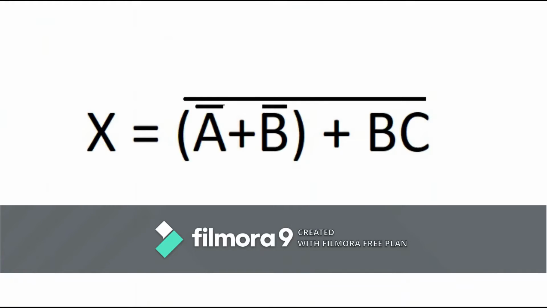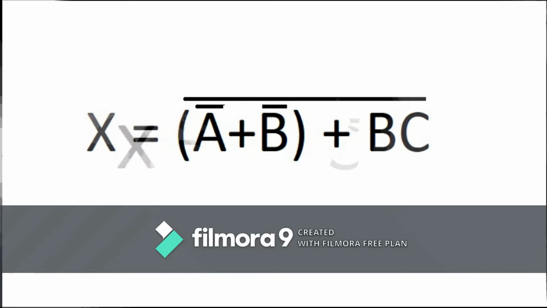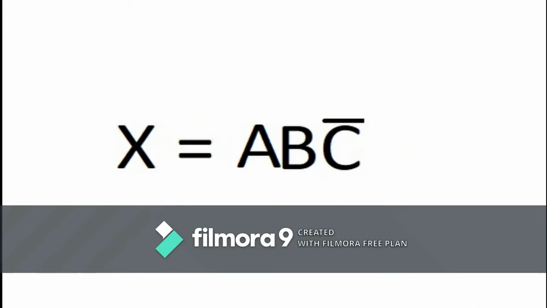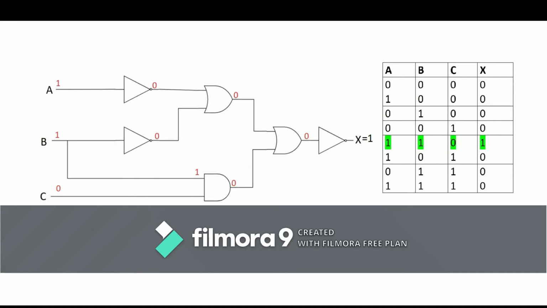Now I'll be explaining how the logic circuit diagram works. As you can see, the Boolean algebra equation for the logic diagram is (A bar plus B bar) plus B C bar, which can be further simplified to X equals A B C bar. So let's go over to our logic diagram. I would like to take A equals 1, B equals 1 and C equals 0, where binary number 1 corresponds to high voltage and binary number 0 corresponds to low voltage.